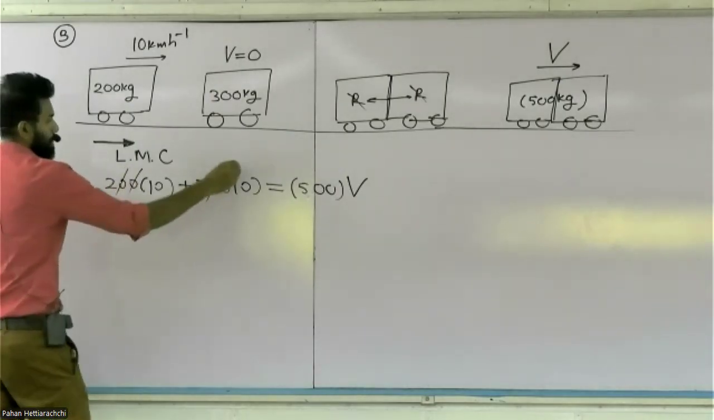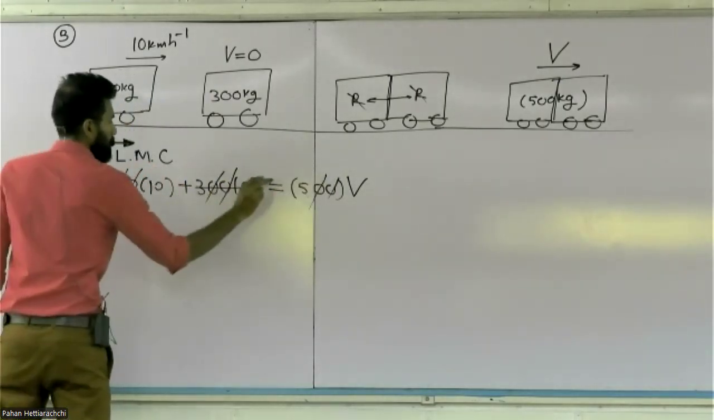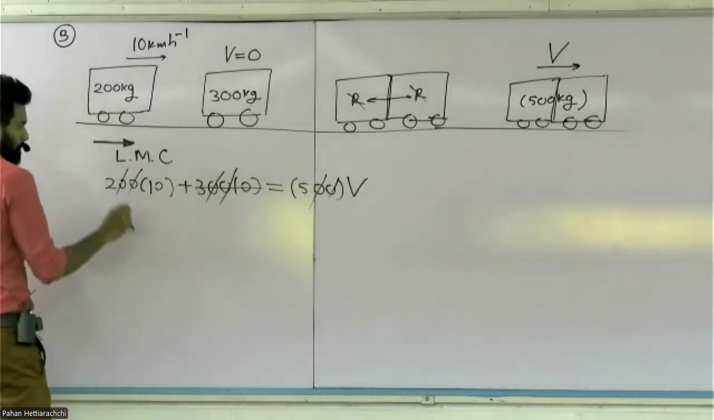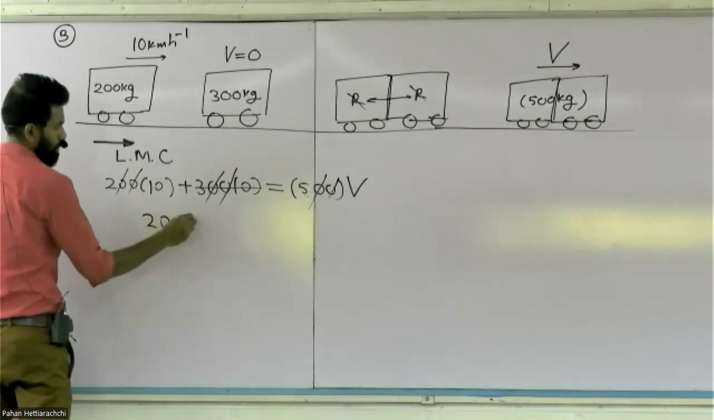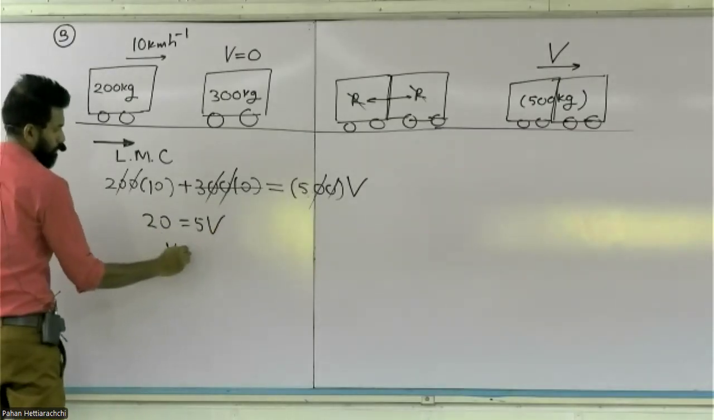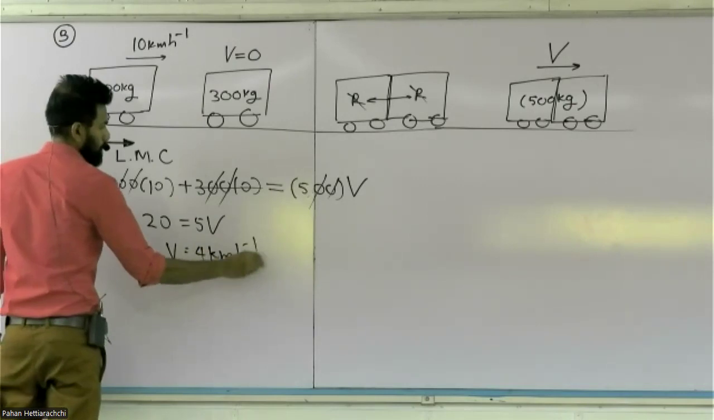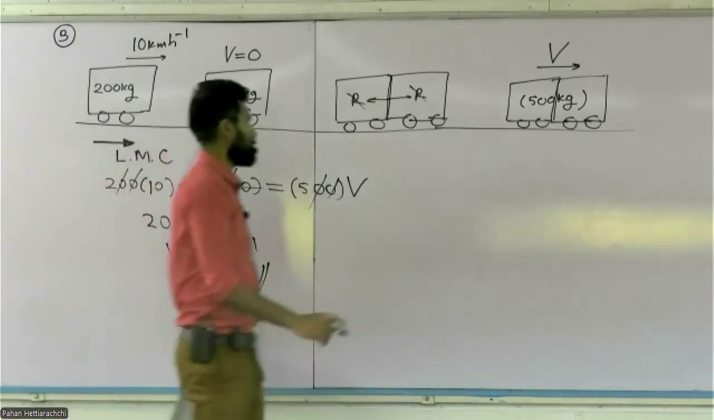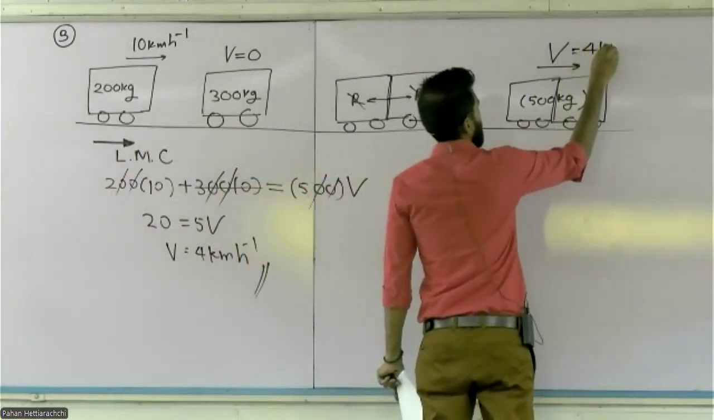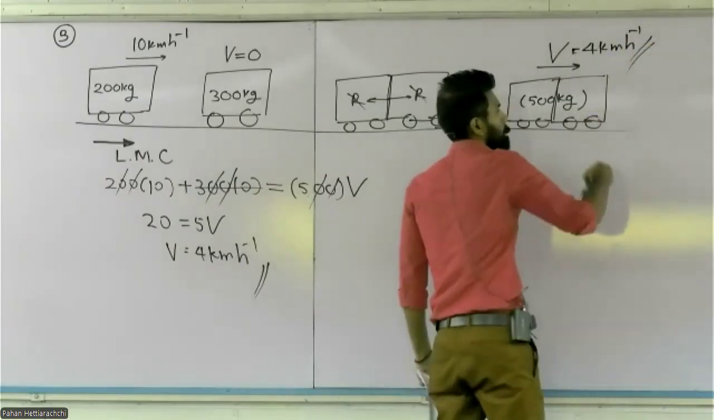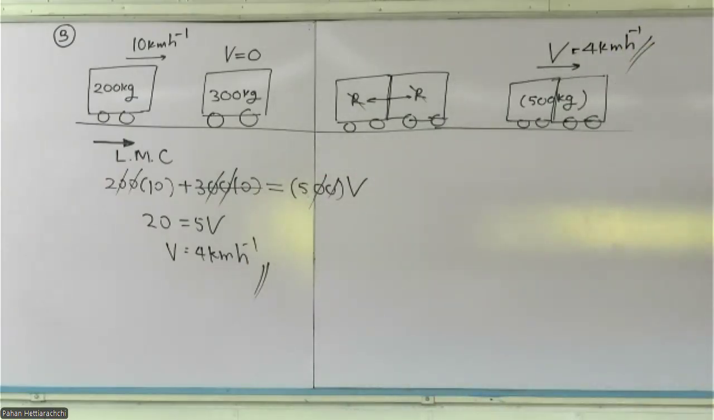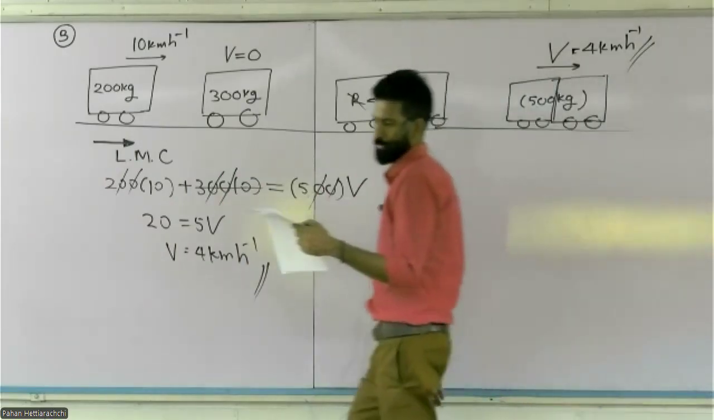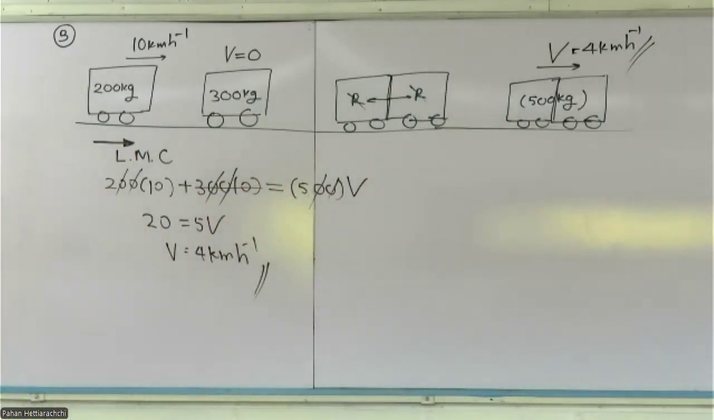So I can simplify it. 300 into 0, no value, it's 0. It's 2000 equals 500 V. So after the collision, the system is moving with a common velocity as a single mass of 500 kg, and the velocity of it we got as 4 kilometers per hour. Okay, go to the fifth question.